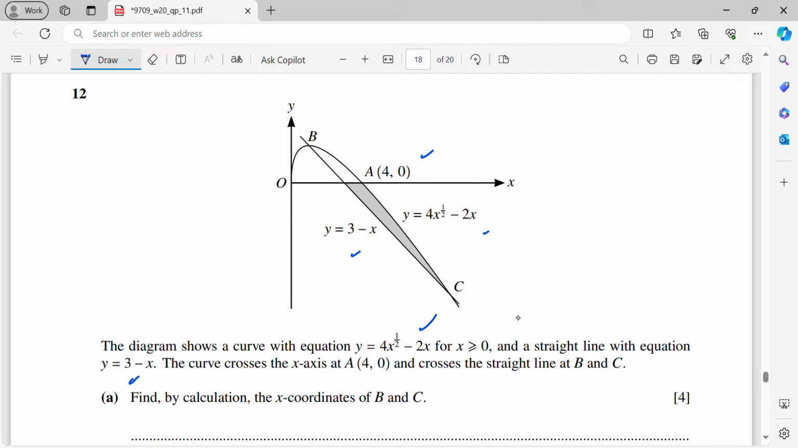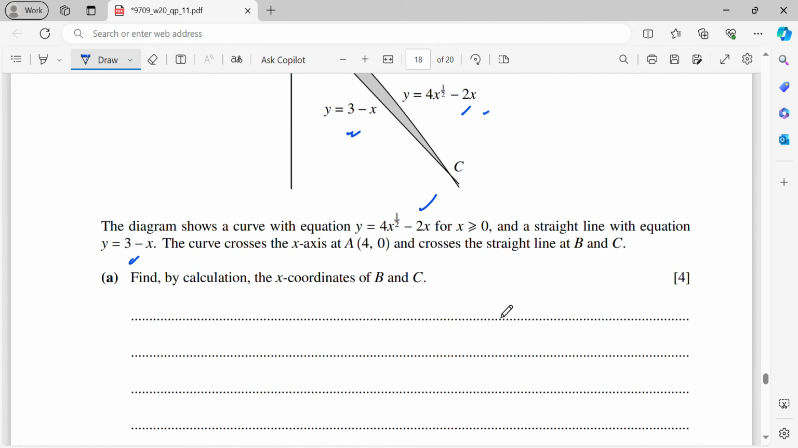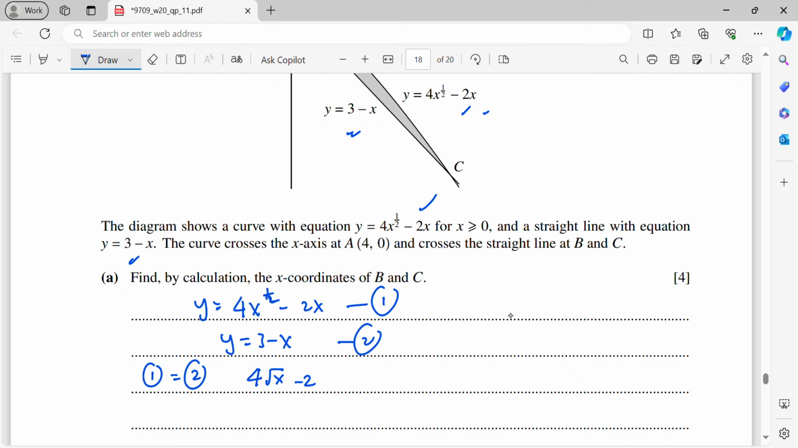Basically, B and C will be the intersection points. Right, so y equals 4x to the power half minus 2x. This is the first equation. Then y equals 3 minus x, second equation. Now I equate them. So 4 square root x minus 2x equals 3 minus x. And now I square both sides. Or before I square both sides, because we need to find x, right? So don't square both sides here because you have two terms.